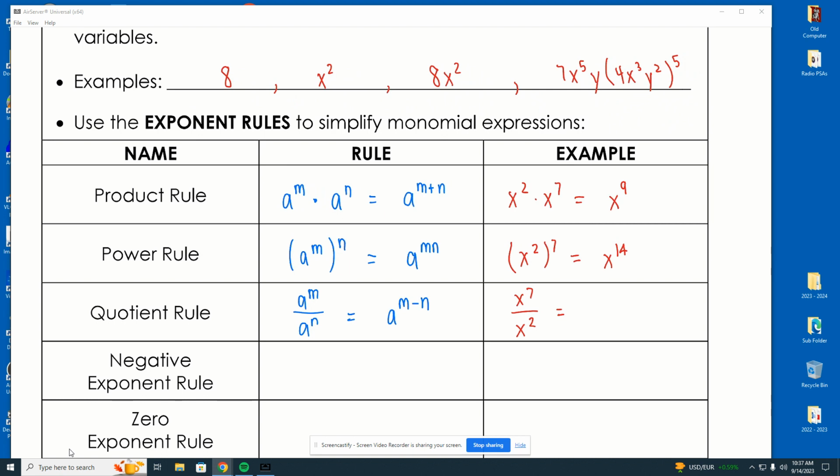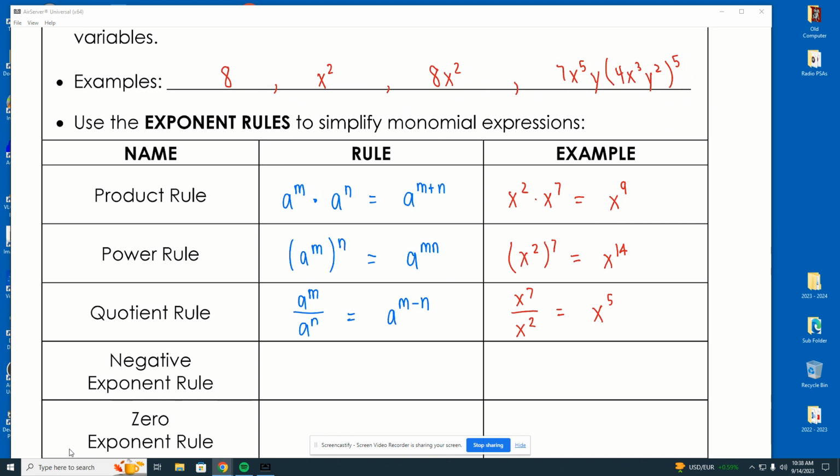Right? Same base. So we can combine these. What do I do with my exponents? 7 minus 2 equals 5. Now there's a caveat to that, and we're going to talk about that in a minute. But it all has to do with where is the variable bigger. Here, wasn't the variable bigger in the numerator? And that's where the answer ended up.